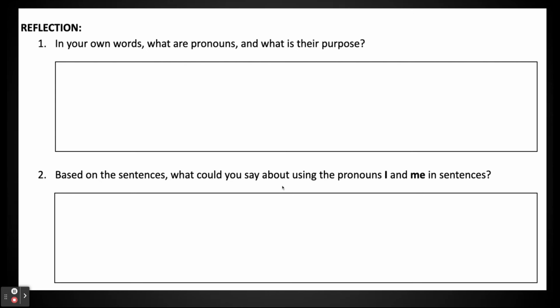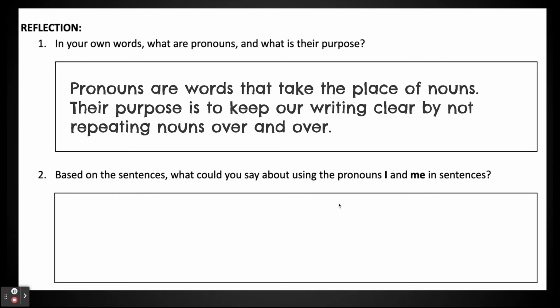Okay, in my own words, what are pronouns and what is their purpose? I said pronouns are words that take the place of nouns. That's what they are. Their purpose is to keep our writing clear by not repeating nouns over and over, like the Mrs. Bullard story and her coffee. That's why we have them.